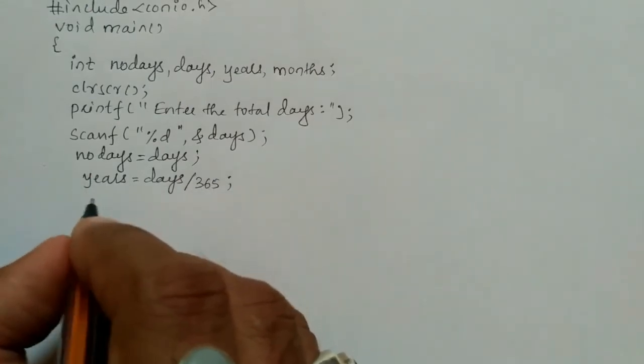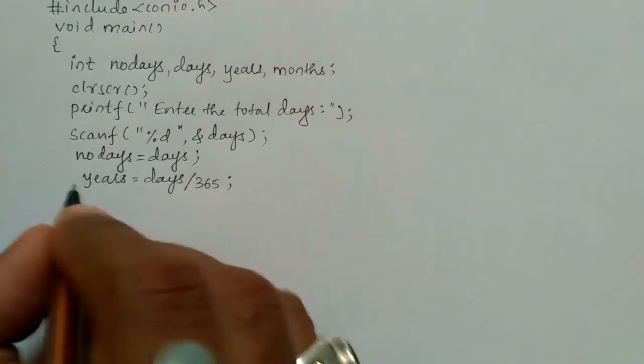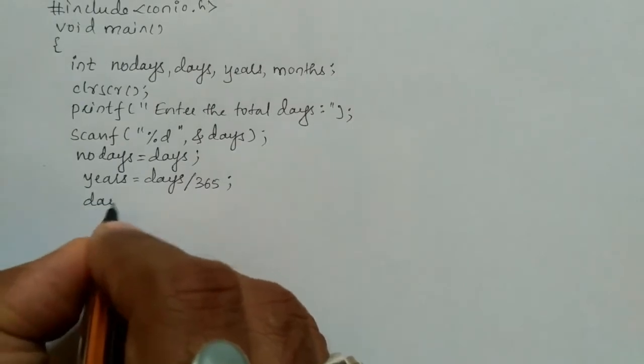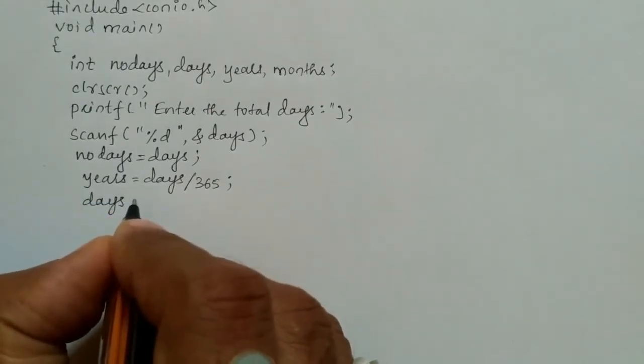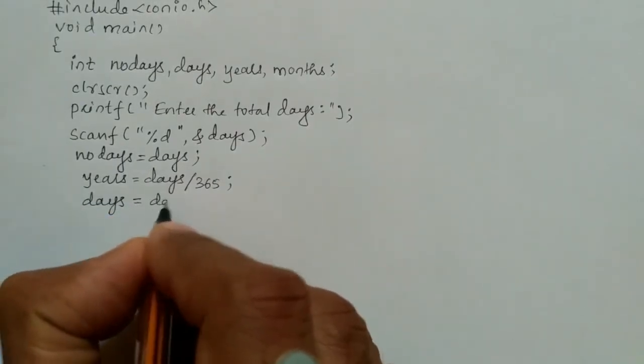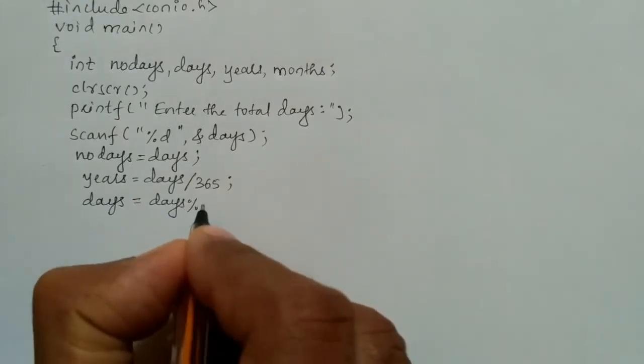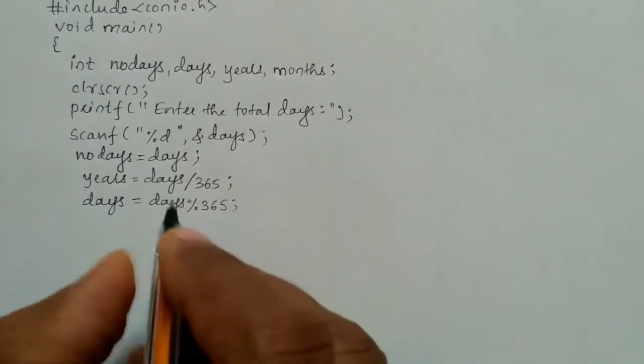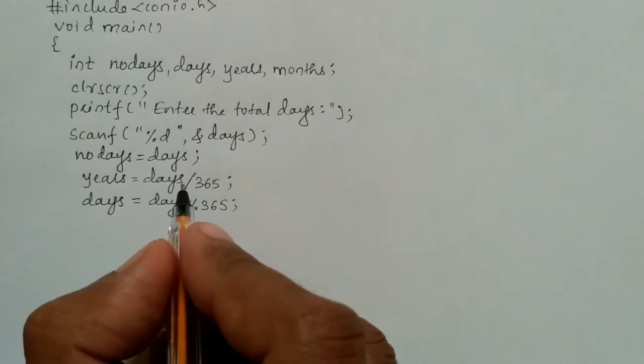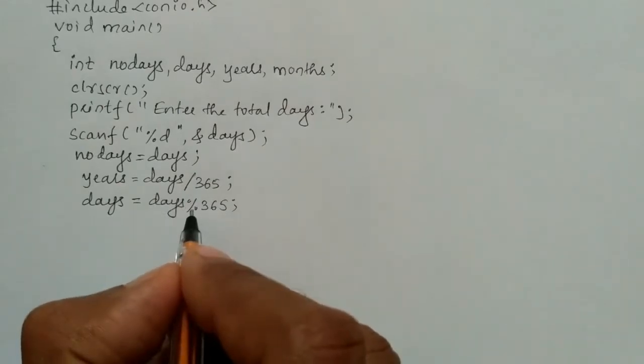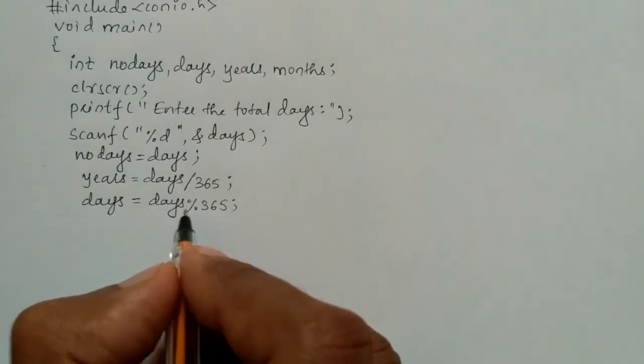Now we are going to remove the number of years and see how many days are left after removing the years. So for that I'm going to write days is equal to days modular division by 365. Integer division always gives us the quotient and modular division always gives us the remainder.